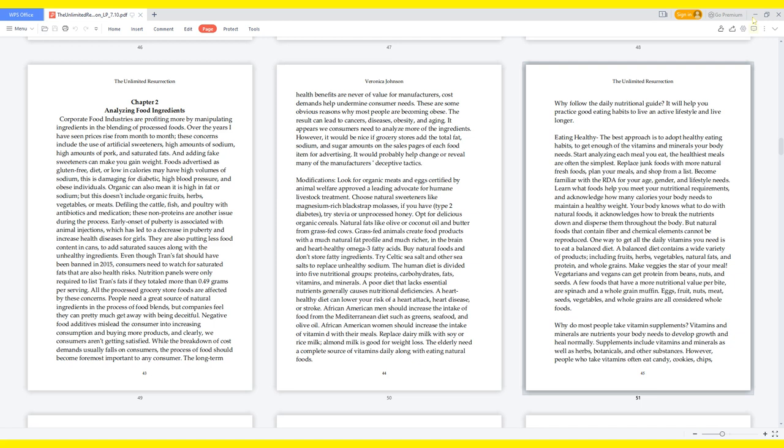Replace dairy milk with soy or rice milk. Almond milk is good for weight loss. The elderly need a complete source of vitamins daily along with eating natural foods. Why follow the daily nutritional guide? It will help you practice good eating habits to live an active lifestyle and live longer.